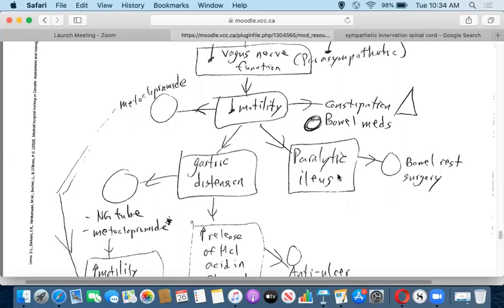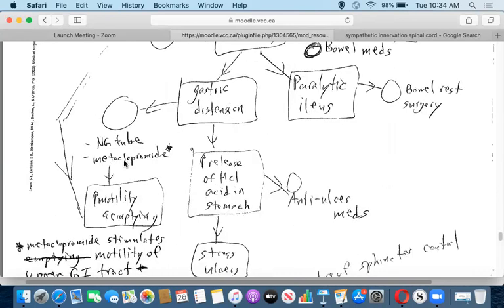Then what you might need depends on how bad the ileus is. Maybe it's just bowel rest, maybe it's surgery. Maybe the loss of motility is causing gas to build up in the stomach. It's very uncomfortable and causing nausea. In that case, you need an NG tube. Maybe medications such as metoclopramide to encourage motility and emptying of the GI tract.